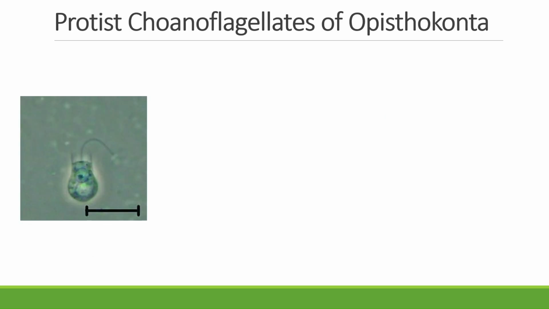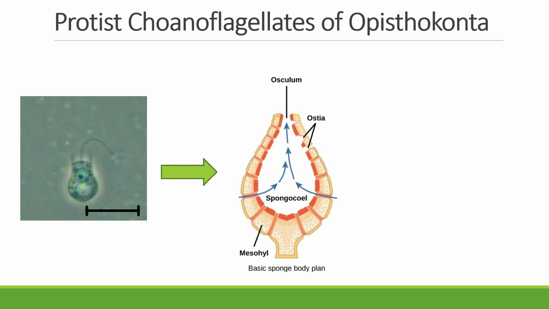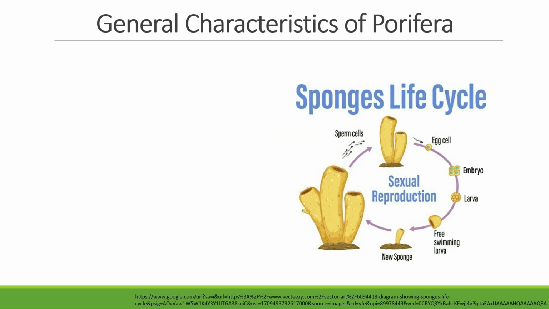So they are our link between the first protist choanoflagellates and multicellular animals. But before the evolution of the major innovations we discussed in the last presentation on animal diversity, such as true tissues, germ layers, and organized body plans, let's look at some general characteristics of sponges before delving into more specifics.